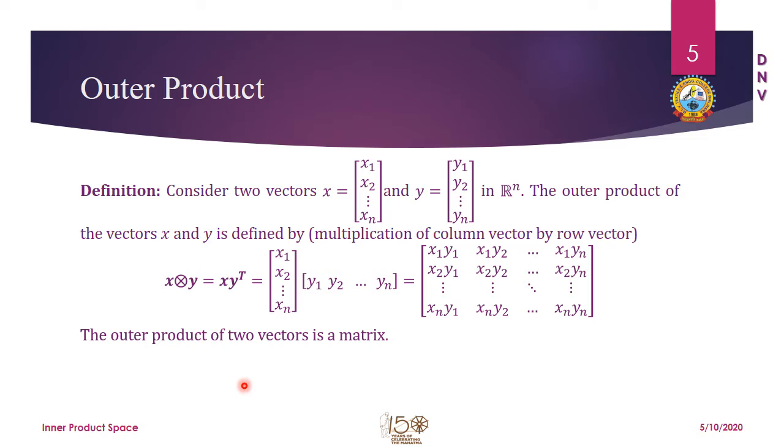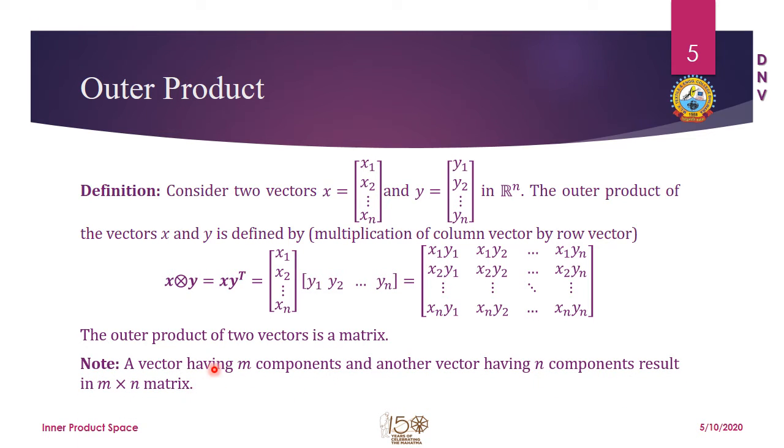So the outer product of two vectors is a matrix. A vector having m components and another vector having n components will result in an m cross n matrix. Here it is n and n, so the matrix is a square matrix.